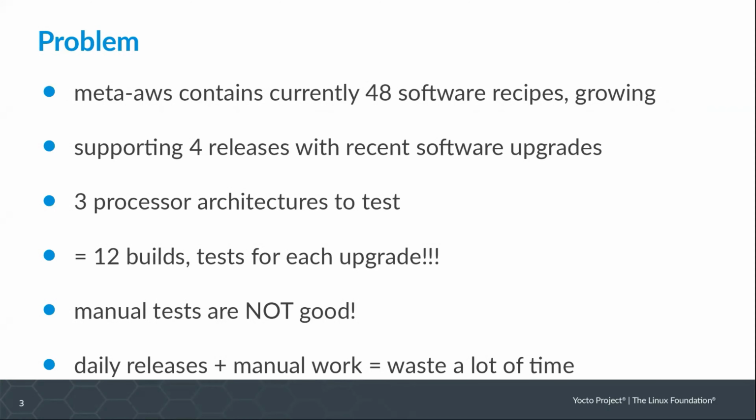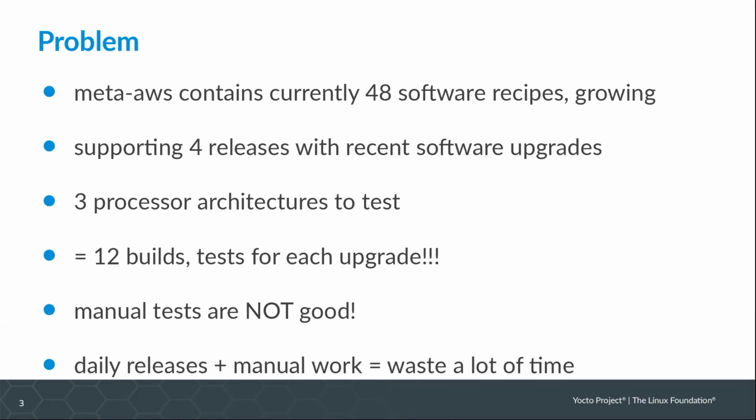So the problem is we have 48 recipes and the number is growing. We're supporting 4 releases with recent software upgrades. So it's the LTS, Kirkstone, Dunfell, and master branch. And we have 3 processor architectures to test. So we support ARM64 and x86-64. That makes 12 build tests for each recipe upgrade, and some of them release daily.